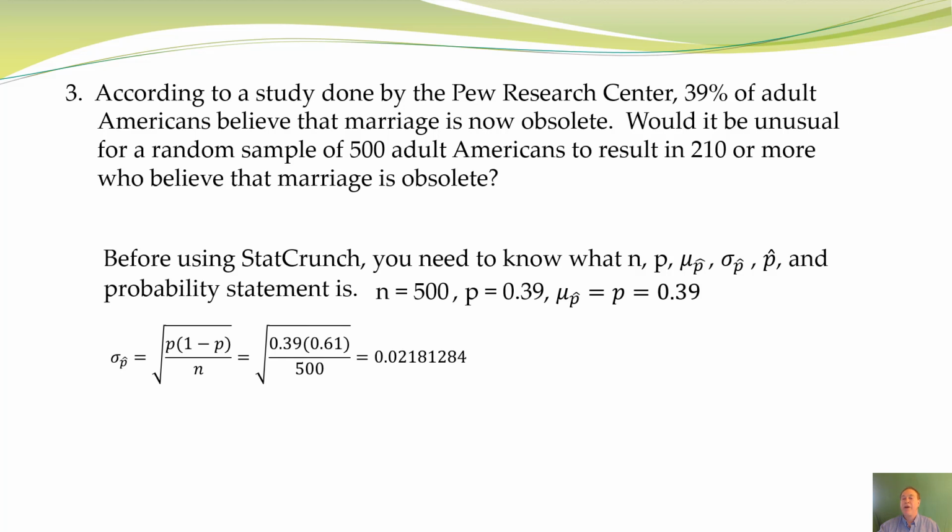Now, this time, how are we going to find P hat? I don't see any other percentage up in the problem. Would it be unusual for a sample of 500 adult Americans to result in 210 or more? Okay, so P hat, we have to go back to the very beginning slides. It's X over N. So it's 210 over 500, which is 0.42. And the probability statement we want is greater than or equal to that. It says 210 or more who believe that marriage is obsolete. So this P hat wants to be greater than or equal to 0.42.